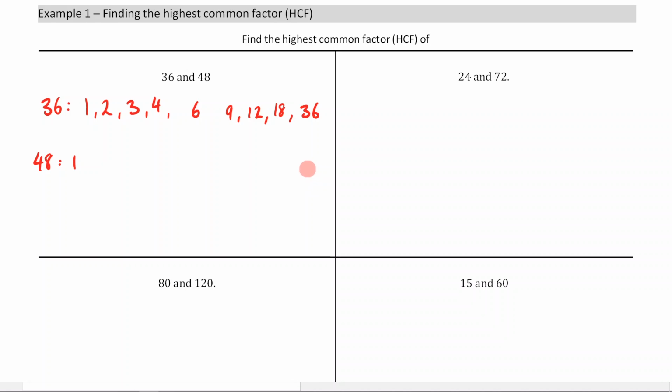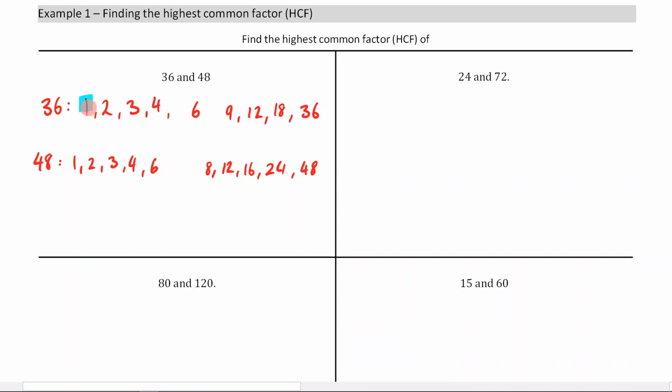So 1 times 48 works. 2 times 24 works. I know that 3 goes into 48, and I know that it goes in 16 times. And then I'm going to have 4 next. 4 goes into 48 12 times, so 4 12s are 48. 5 I know doesn't go in, but 6 does. That's 6 8s. And then finally, the last number is going to be, no, 7 doesn't go in, so that means I'm done.